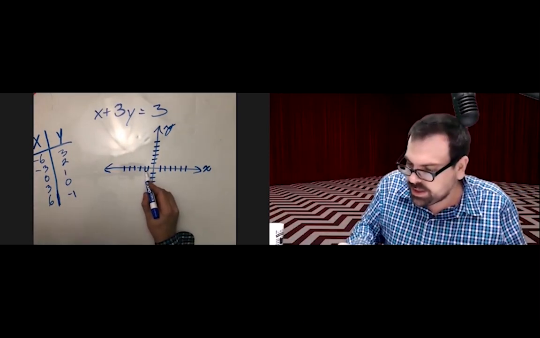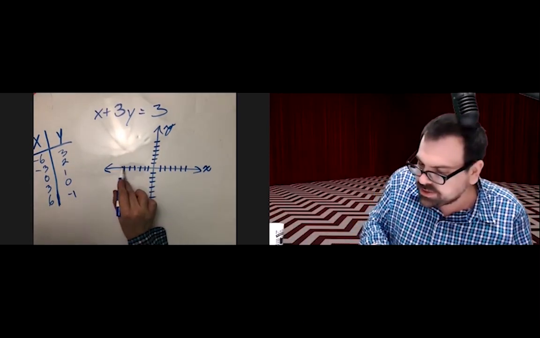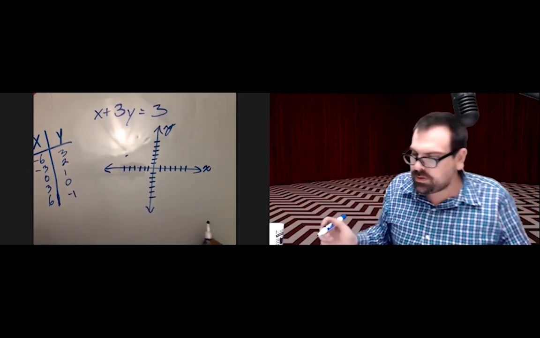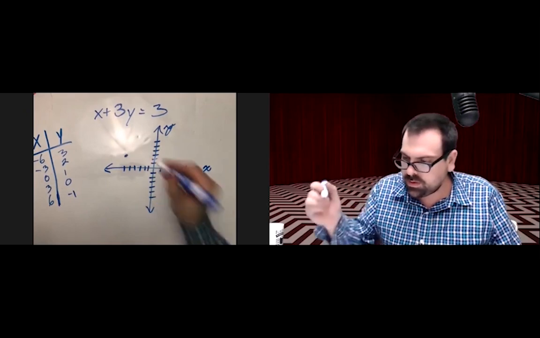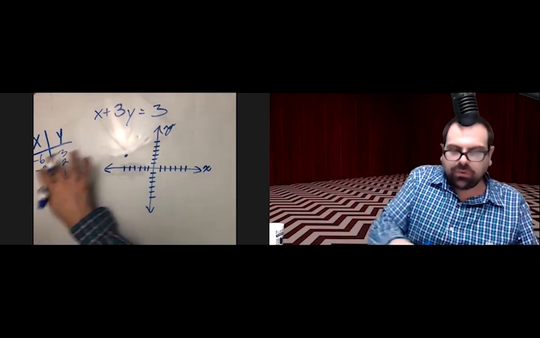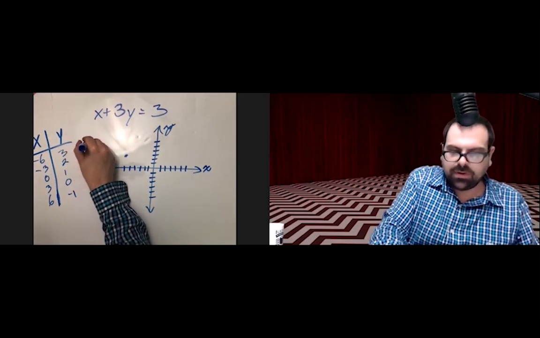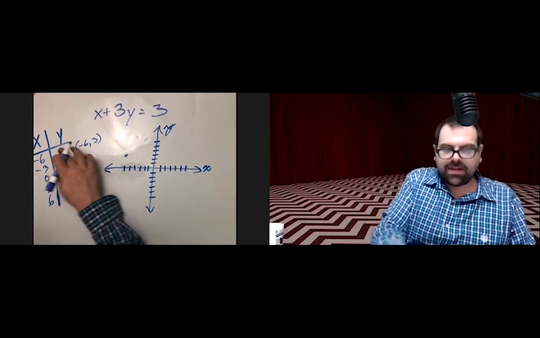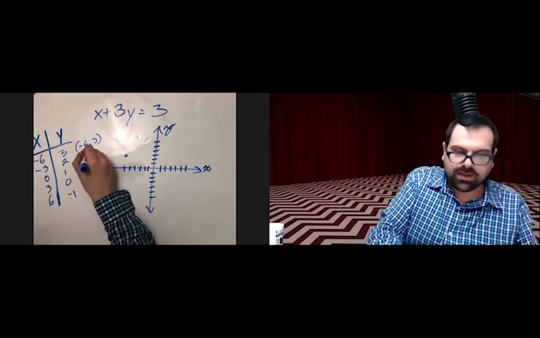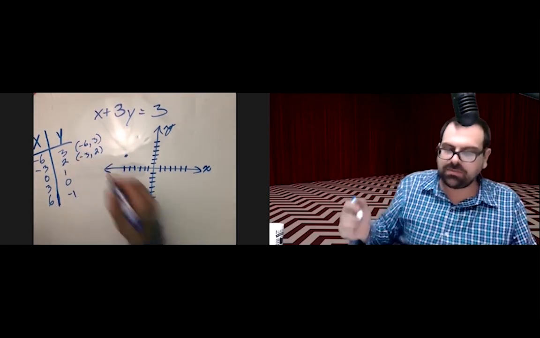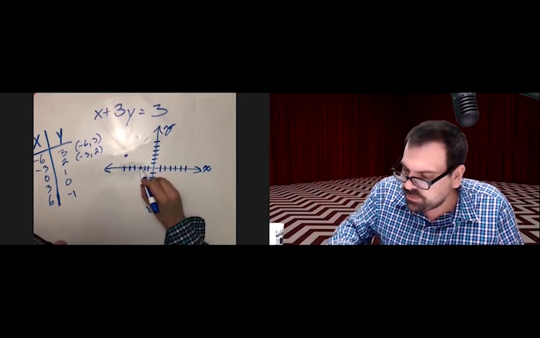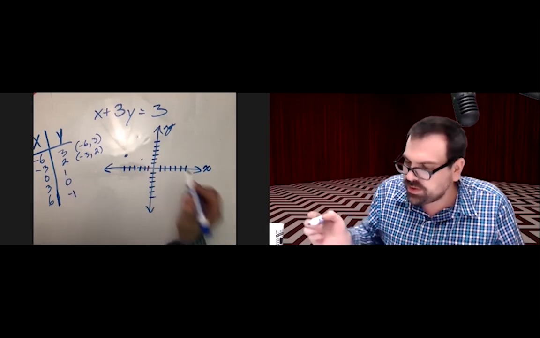-6, 3. -6 for the x. +3 goes up. -3, 2. And again, I'm pulling these right out of the table. X and Y just becomes an ordered pair. -3, 2. -3 on the X, 2 on the Y.